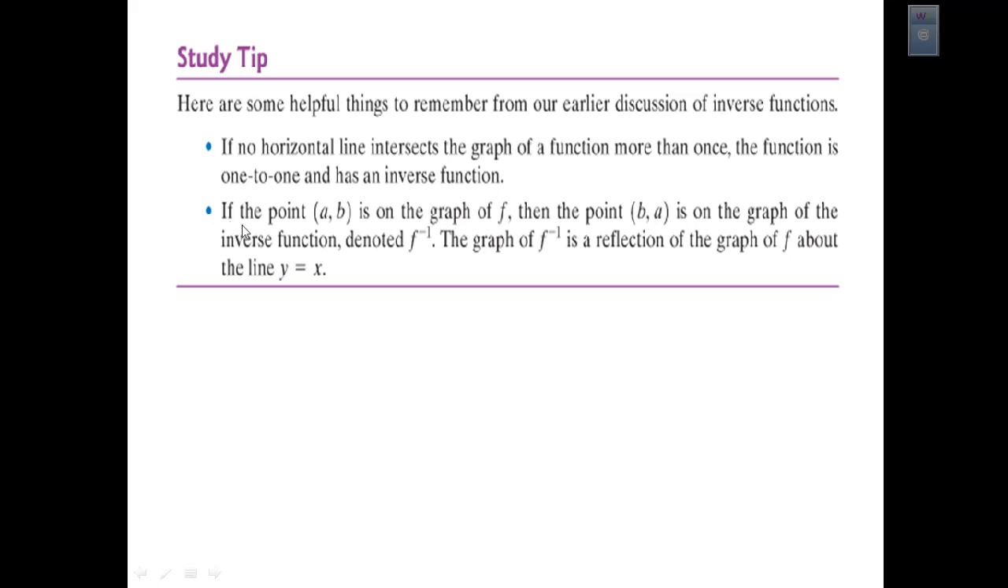Now, with an inverse, if the point (a, b) is on the graph of f, then the point (b, a) is on the graph of the inverse function. The inverse function is denoted by f to the negative 1. Be careful, this is not a reciprocal. That is the notation for an inverse function. An inverse and a reciprocal are not the same thing. The graph of f inverse is a reflection of the graph of f about the line y equals x.